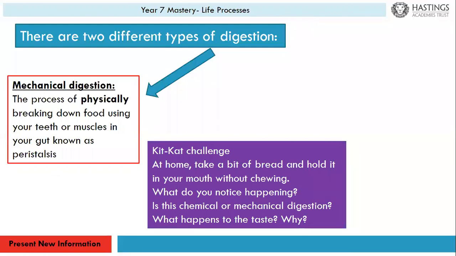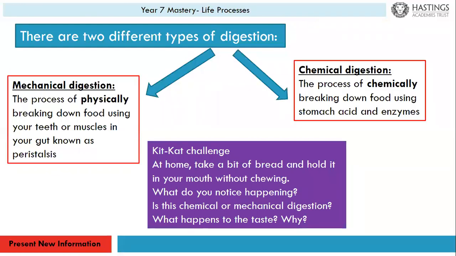If not, move on with me and write chemical digestion. Chemical digestion is the process of chemically breaking down food using stomach acid, which in brackets you could put HCl, hydrochloric acid, and enzymes. These are the 2 types of digestion that you need. And you can do this Kit Kat challenge at home. You could use a different type of biscuit if you like.